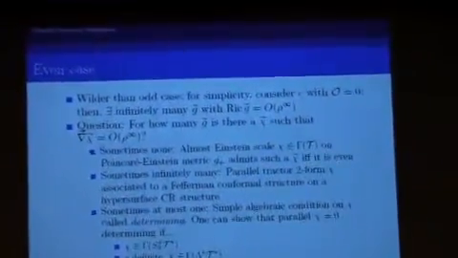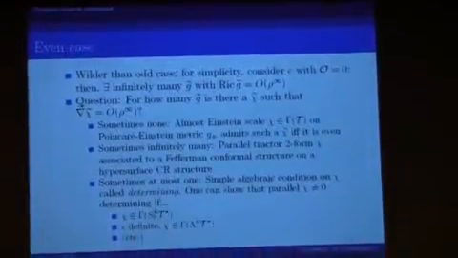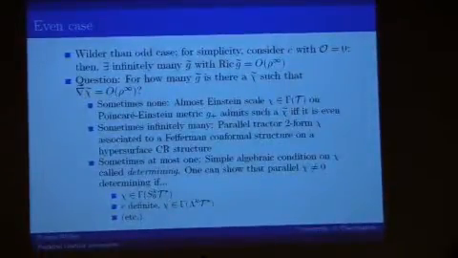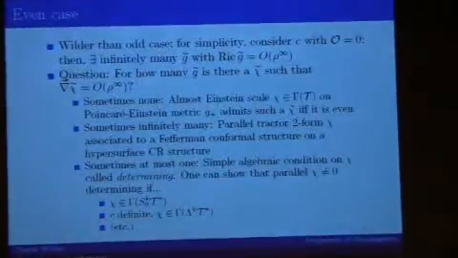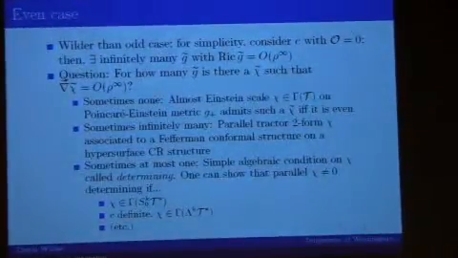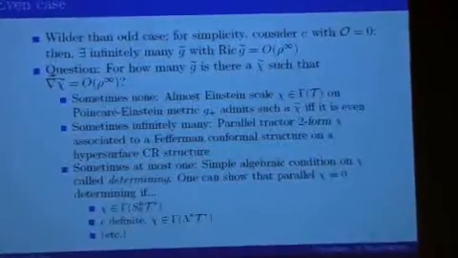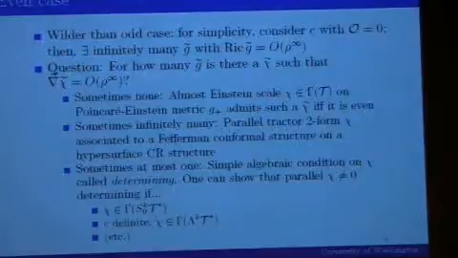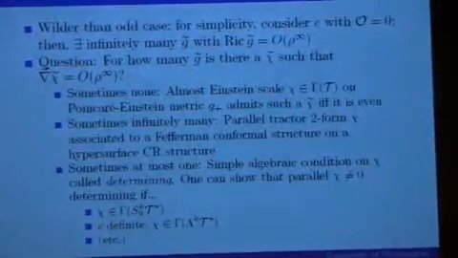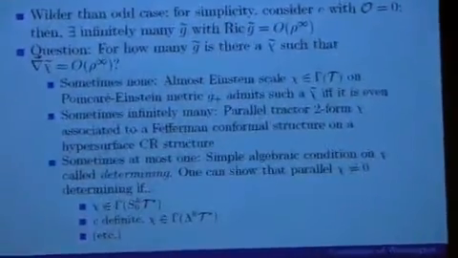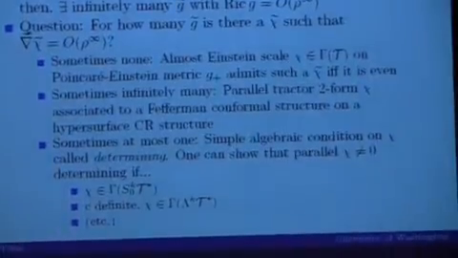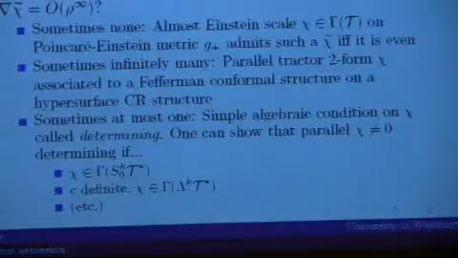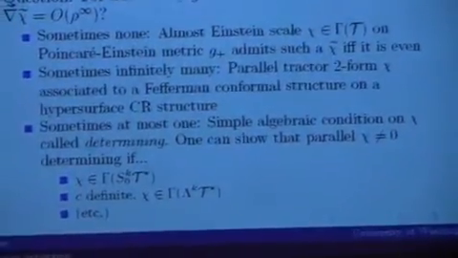And so one can show that a non-zero parallel tractor admits an extension for at most one choice of ambient metric if that parallel tensor is what we call determining. And there are lots of different special cases in which a parallel tractor tensor is determining, and here are a couple of examples.